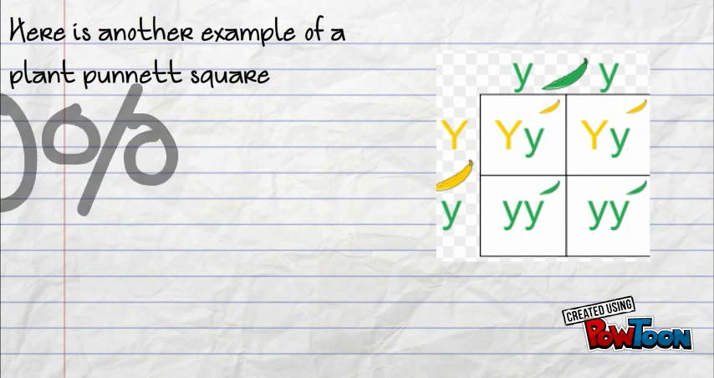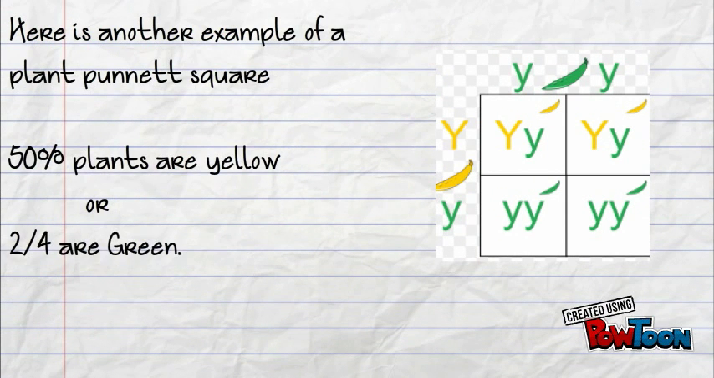Here we see another example of a Punnett square. In this particular example, 50% of the plants are yellow, or 2/4, and 2/4 of the plants are green.